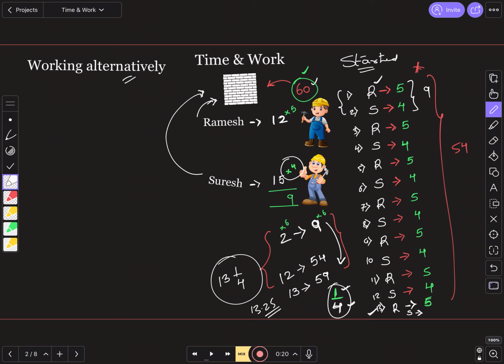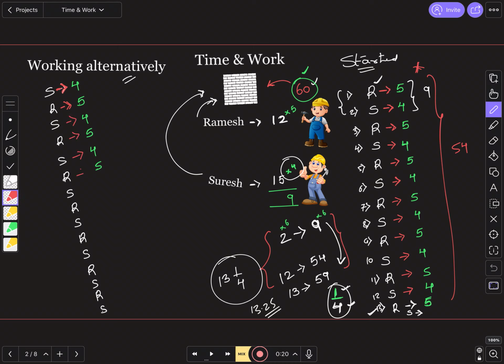If Suresh starts the work, not Ramesh, but Suresh starts, what will happen now? Instead of RS, I'll have an SR, and that is how it will keep on going. If Suresh is working on the first day, how many bricks will he put in? 4. And if Ramesh is working on the second day, how many bricks will he put in? 5. Again it will be 4, 5, 4, 5. So instead of 5, 4, 5, 4, you have 4, 5, 4, 5.